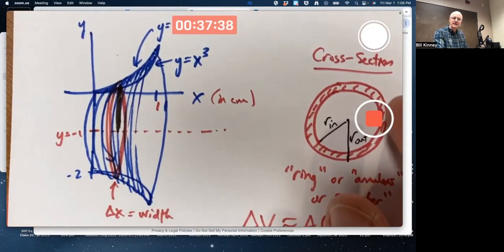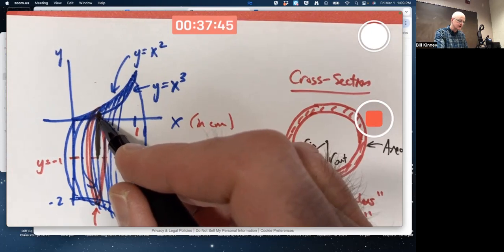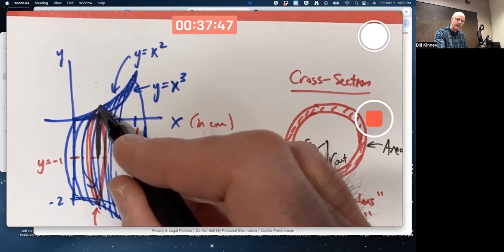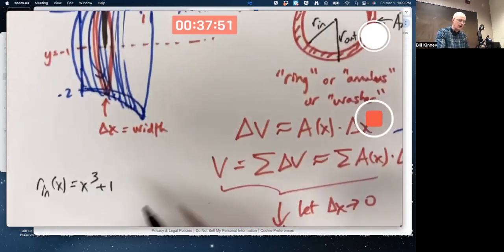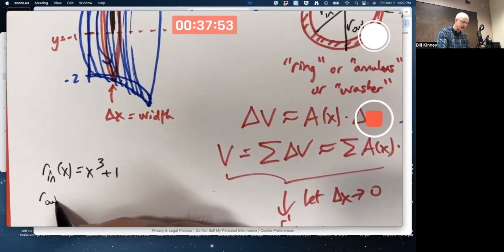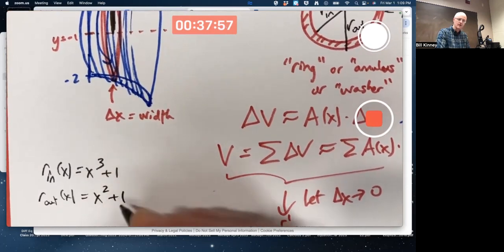The outer radius is something similar, except you have to use the curve x squared. It's the distance between the x-axis and this point right there. Add on 1 to that. Our outer is bigger when x is between 0 and 1. It's x squared plus 1.